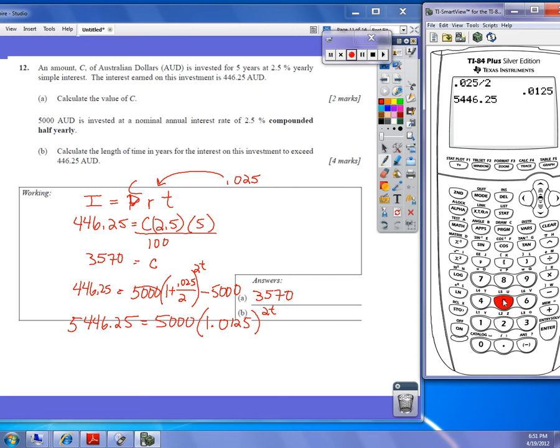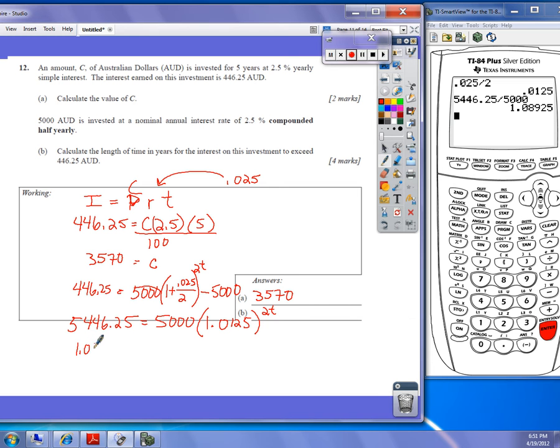I'm going to divide 5446.25 by 5,000, and that gives me, I'm going to write down all these decimals, 1.08925 is equal to 1.0125 to the 2t. I'm going to take the log of each side.